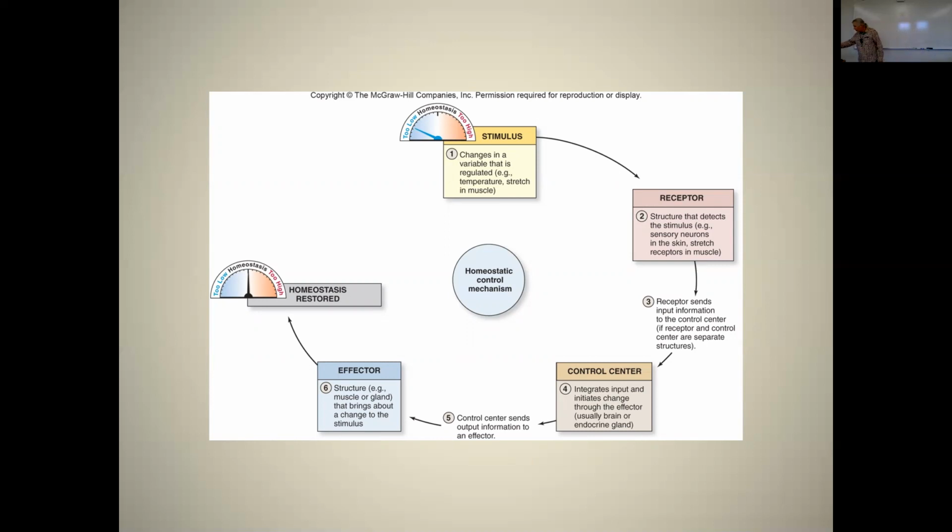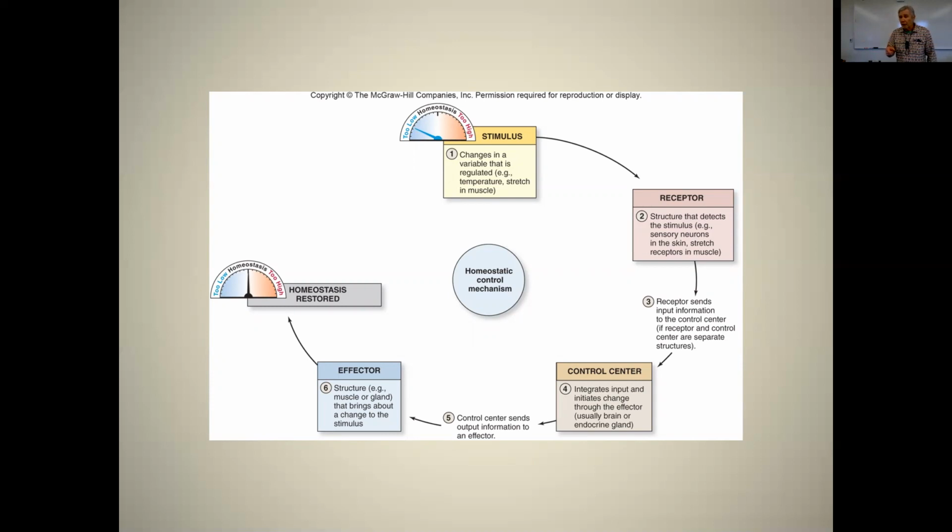Input information goes to the control center, and those are usually separate structures, but not always. The control center, in a lot of negative feedback mechanisms, is often the brain. It integrates input, initiates change, and figures out what to do. Integrates is a fancy word for adding together the inputs and figuring out what to do. It then sends output information to an effector.